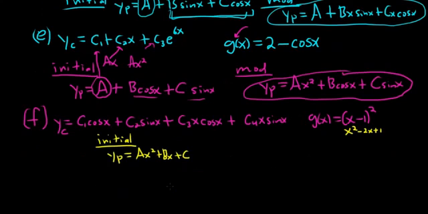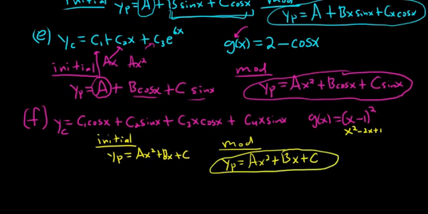And if you look at the quadratic and then you look at the terms of yc, there's no conflict. There's no repetition at all. So the modified is exactly the same. So the modified would be ax squared plus bx plus c. So not everything is hard. That was a nice, simple problem. G, let's do another one. How about this one? Y sub c is equal to c1 plus c2 e to the 5x.